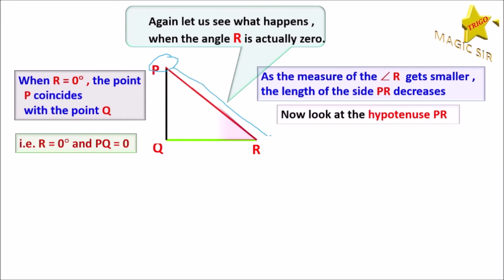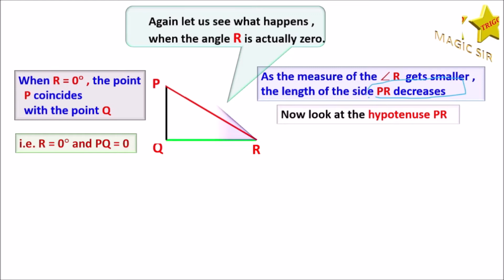We have PR as the hypotenuse, and PQ is the side opposite to angle R. See the animation. Angle R gets smaller and smaller. Now look at the figure. The hypotenuse PR is decreasing. Side PQ is decreasing.